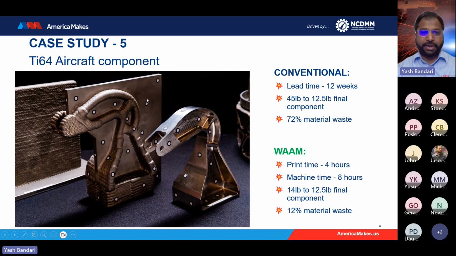Our software will be able to create the toolpaths to print on both sides of the build plate itself. The best part about incorporating build plates is we don't have to worry about defects because they're all wrought quality, and we don't have to worry about the properties inside this build plate.